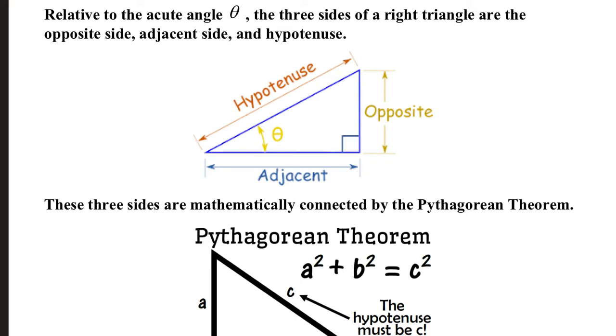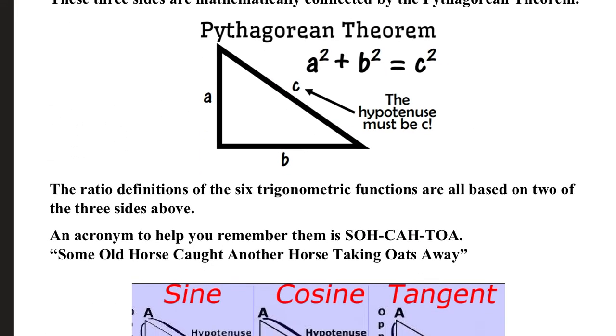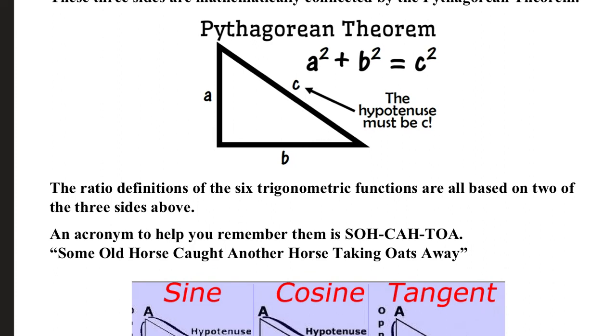These three sides are mathematically connected by the Pythagorean theorem. The Pythagorean theorem gives us a relationship of the three sides of a right triangle. The two shorter sides are called legs. Those stay together in the equation. The hypotenuse is the longest side, and that will be the variable or the side that gets kept alone when you set up the equation. So leg squared plus leg squared equals hypotenuse squared.